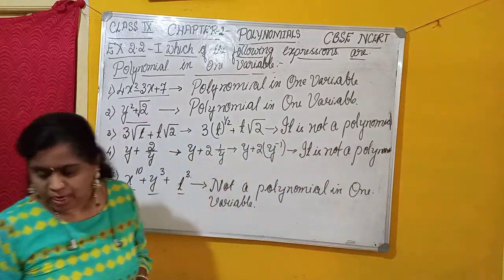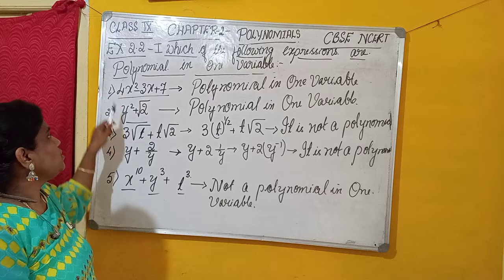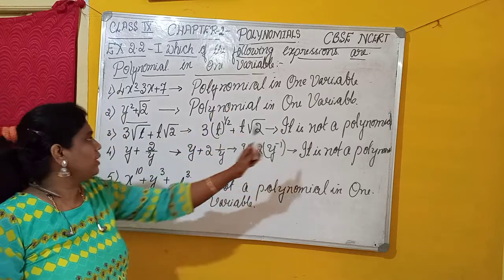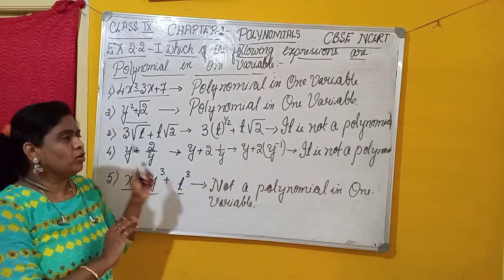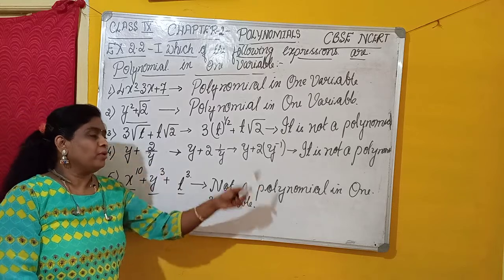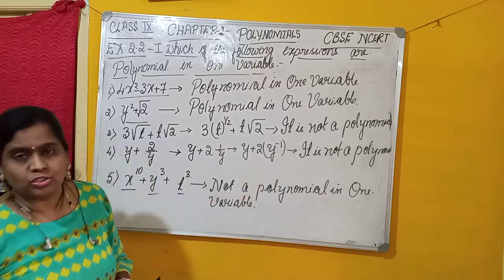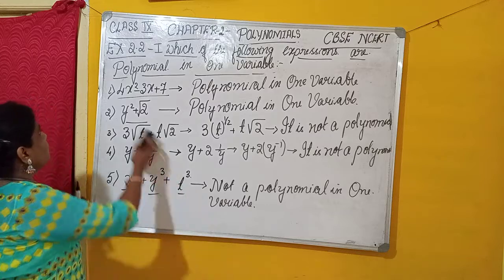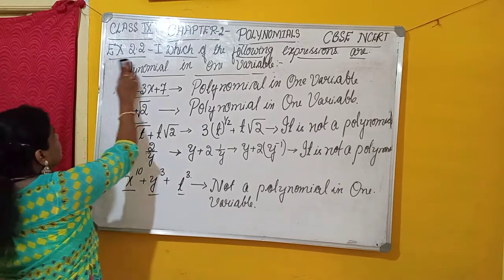Now let us move on. Understood, students? The first and second are polynomials in one variable, the third and fourth are not even polynomials, and the fifth one is not a polynomial in one variable. Understood? Let us move on to the second question of this exercise.